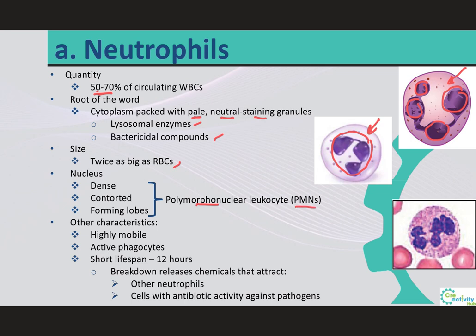These cells are highly mobile, meaning that they're able to move very well, and because of this, they're going to be the first of the white blood cells to arrive at a site of injury. They are very active phagocytes. They will specialize in attacking and digesting bacteria, and they usually have a very short lifespan. They're going to survive for only about 12 hours.